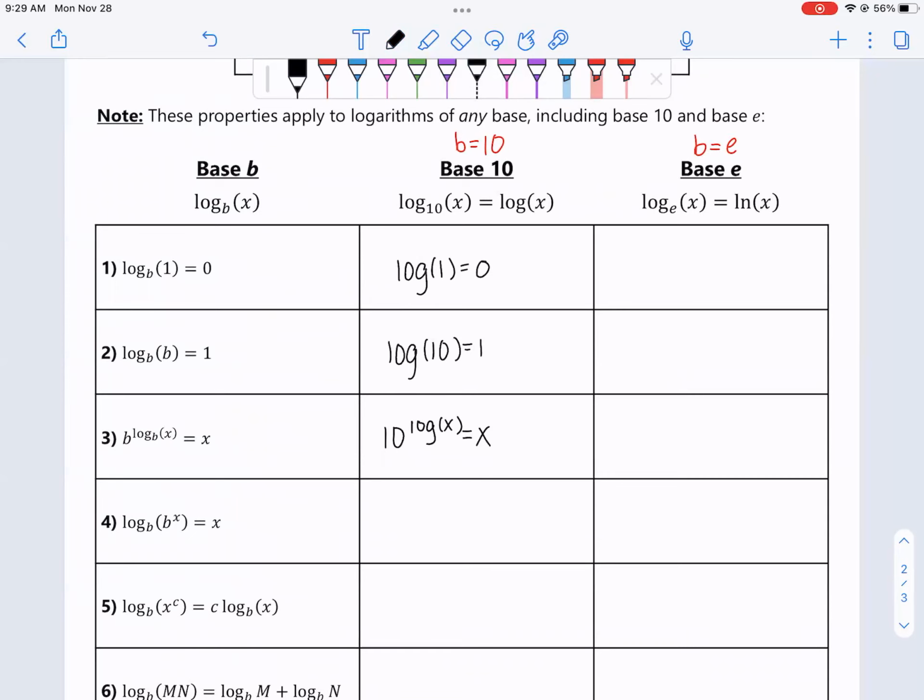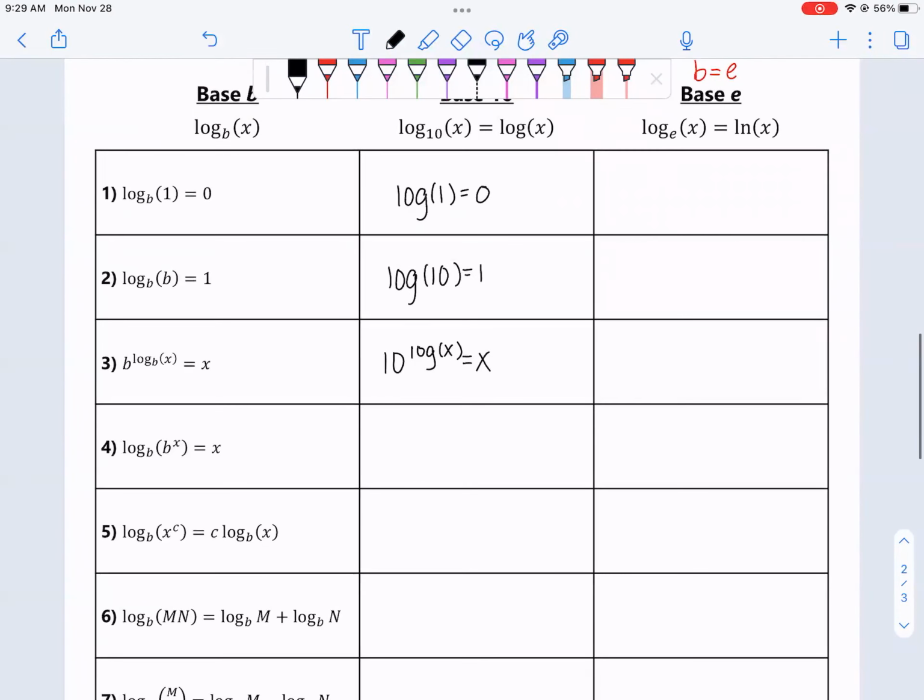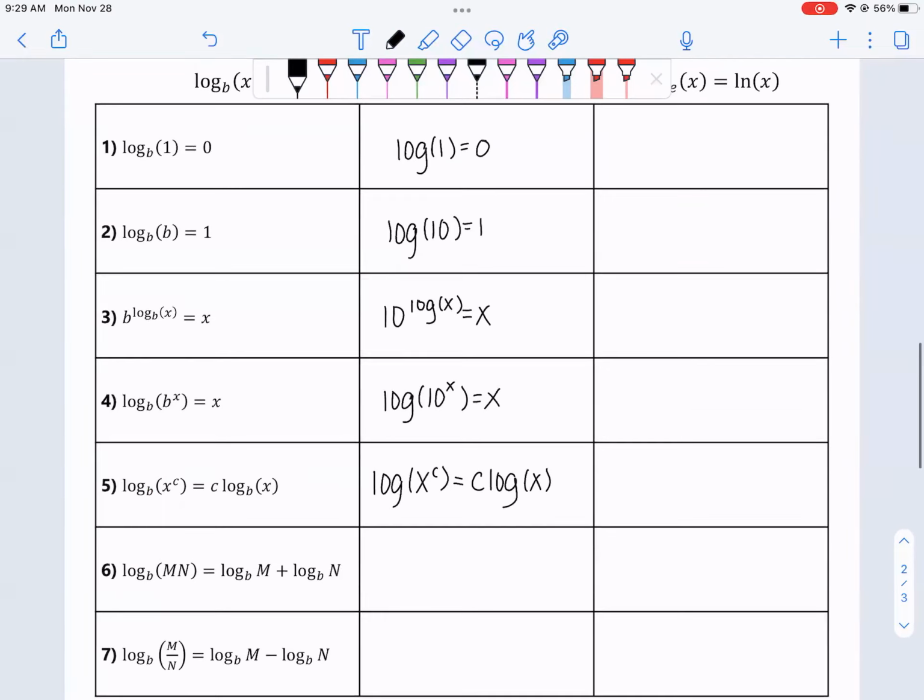Log base b of b to the x is equal to x. And now would be a good time, if you want, to pause and try the rest of them. Now would be a great time for that. This guy right here, log of 10 raised to the x is x. The bring down the exponent rule becomes, if you have log of x raised to the c, this is c log x. Bring down the exponent.